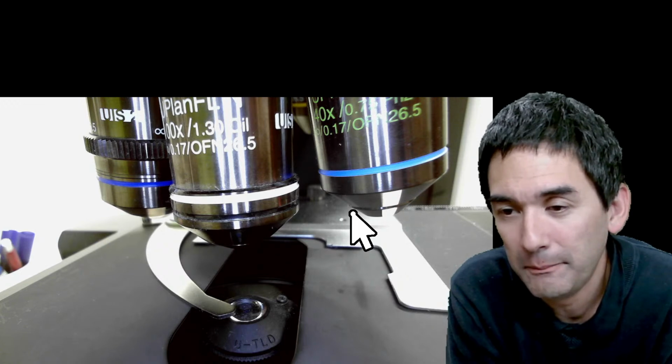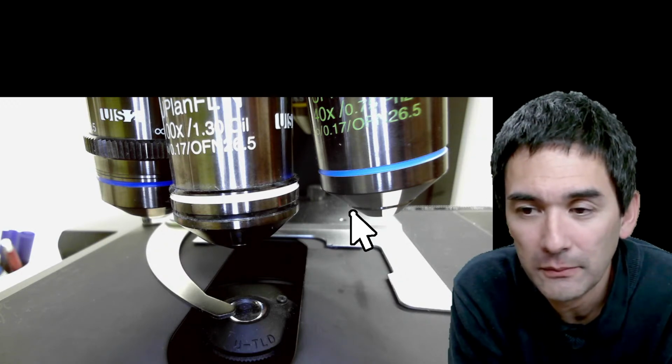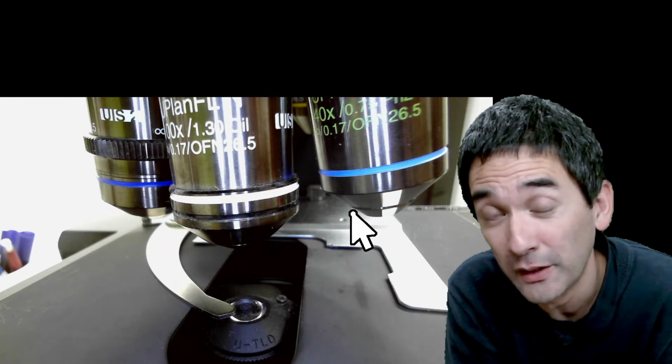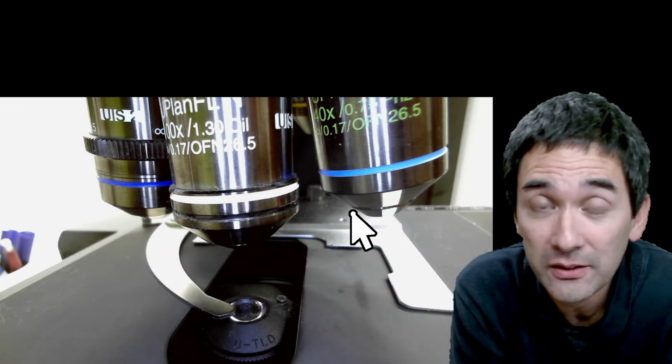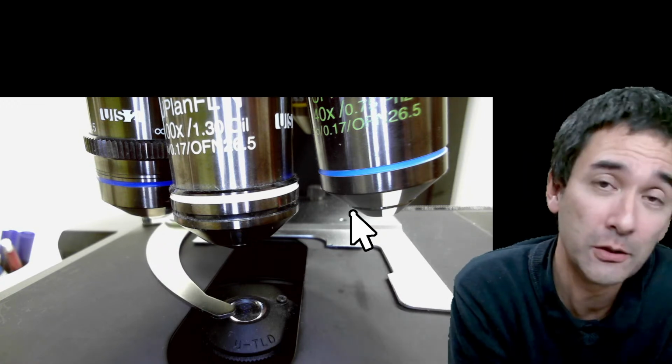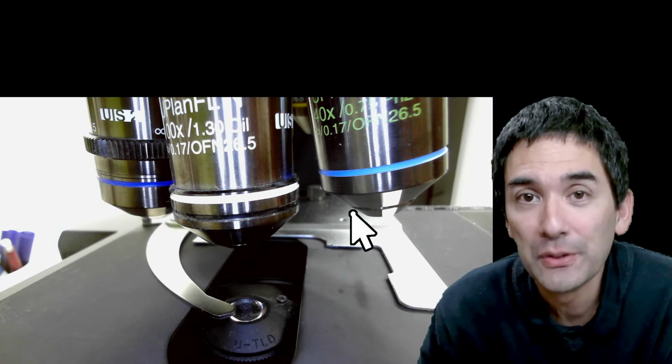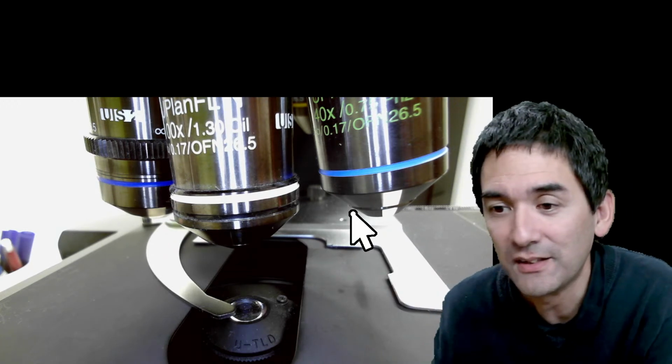There are still lots of halogen microscopes around, and there are more and more LED microscopes around. I would say if the halogen is brighter than the LED, then halogen is better. Both have advantages and disadvantages.